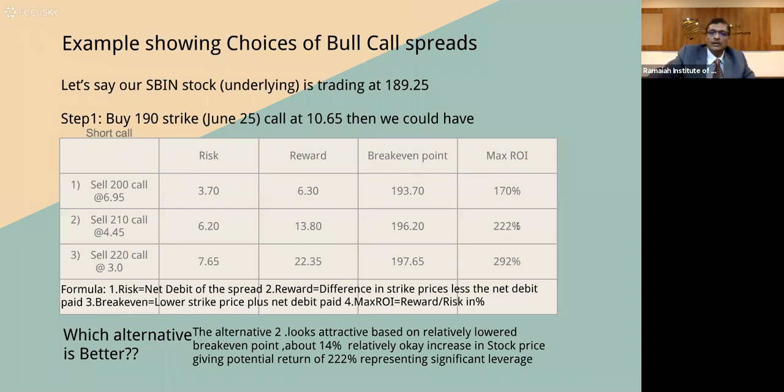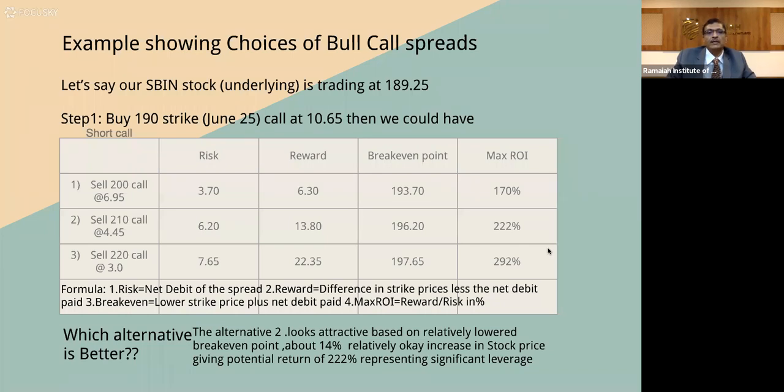You may want to look at this slide later. I also have the maximum ROI, return on investment. The risk is defined as the net debit of the spread, which means what I've paid for the spread. Here we have 3.70. How did I arrive at 3.70? I paid 10.65 for the call, but I also sold a call and got 6.95. So my risk is lessened to 3.70 rupees.